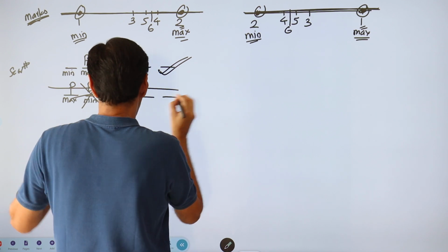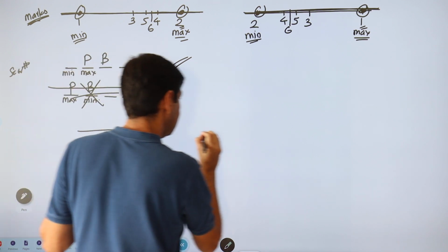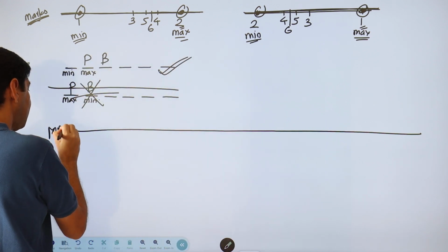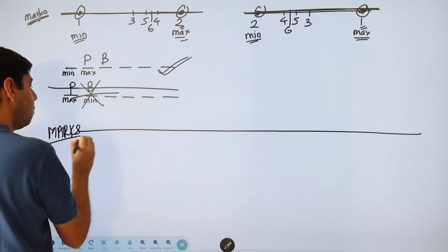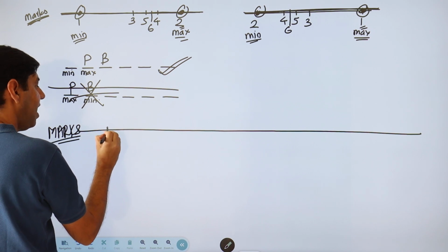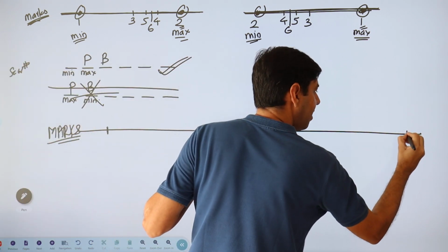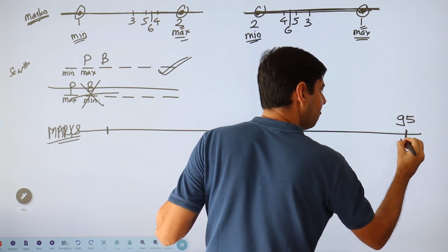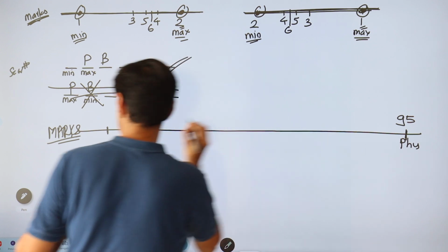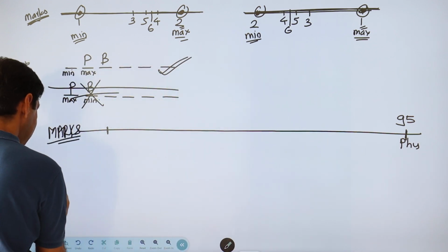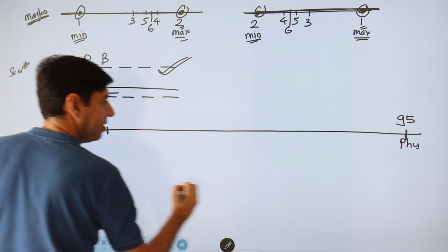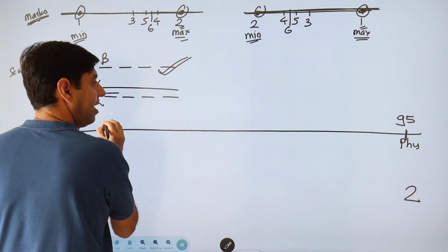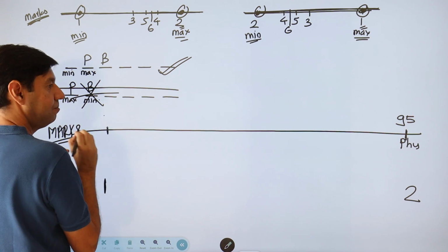Pay attention, students. Let me do this the long way here. So this is again the marks. I'm writing it again, so be clear what you are representing. Marks code. There's a least marks and a maximum marks. I know the maximum marks is 95, and I know it is in the physics paper. And I know the sequence number: this is the second test to happen, and this is the first test to happen. I do not know the marks as of now.